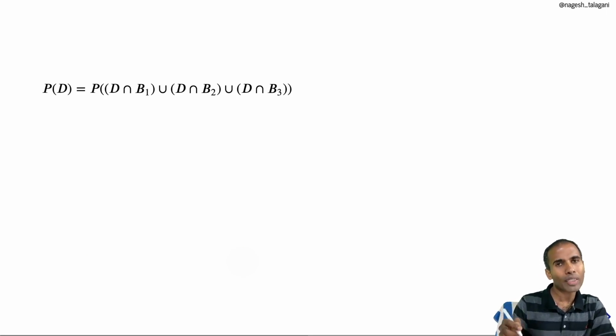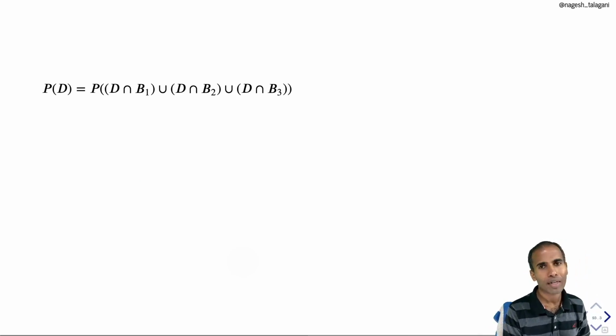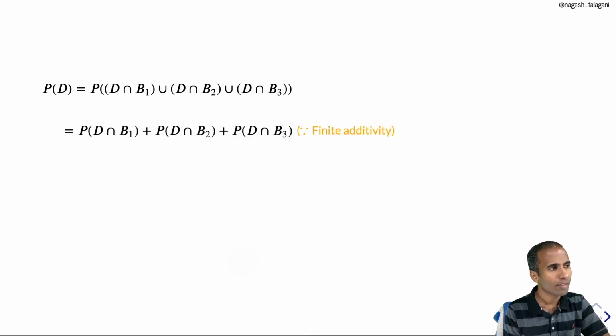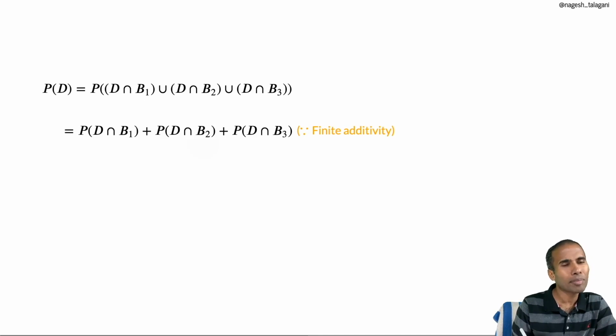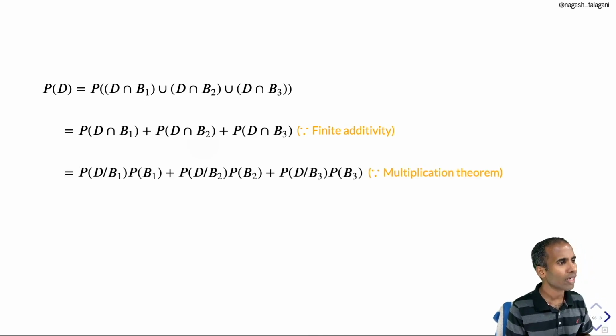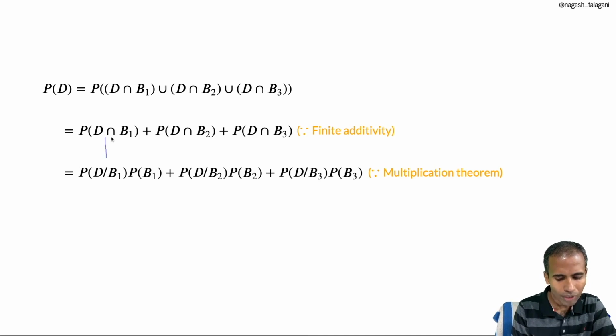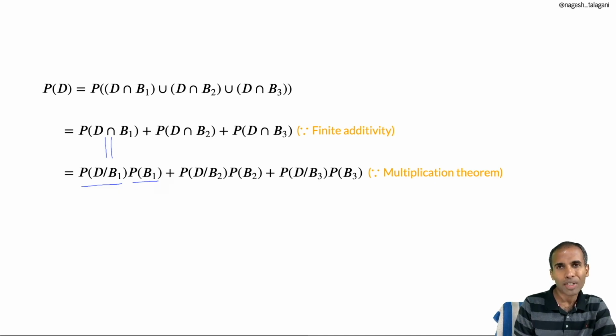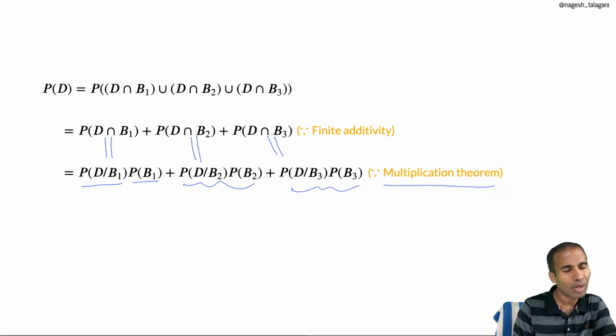Now B1, B2, B3 are mutually exclusive. That implies D intersection B1, D intersection B2, D intersection B3 are also mutually exclusive. So the probability of the right hand side we can write, by finite additivity, as a sum of the probabilities like this. Now we can apply the multiplication theorem on each term. The probability of D intersection B1 we can write as the probability of D given B1 times the probability of B1, by conditioning on B1. Similarly, we write the probability of D intersection B2 and D intersection B3 like this, using the multiplication theorem on each term.